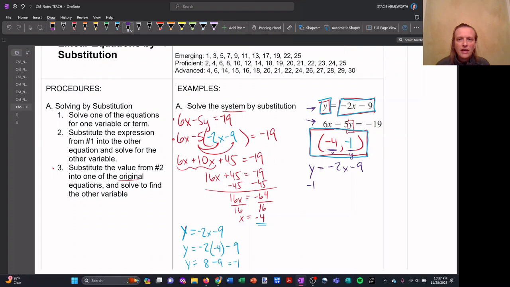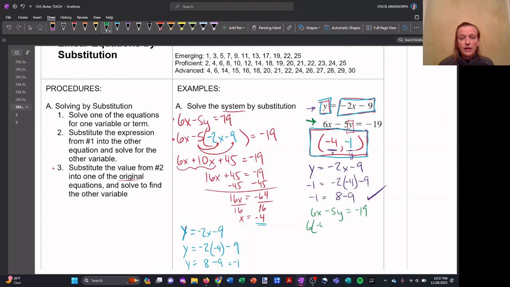So my y is -1. My x value is -4. And when I plug this in, I see that -1 is in fact the value that I get when I have 8 minus 9. So that checks out. Then checking the other equation, 6x minus 5y equals -19.